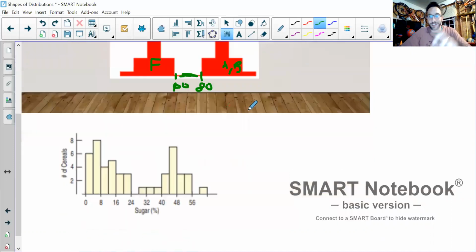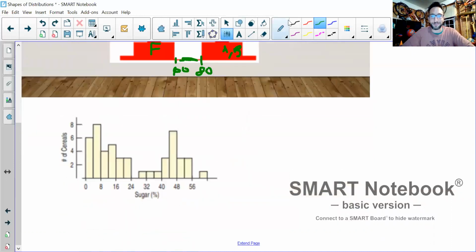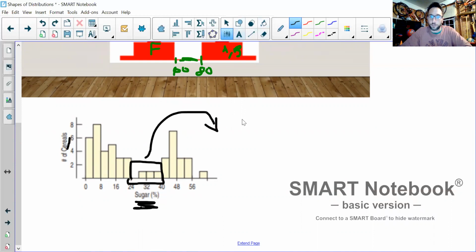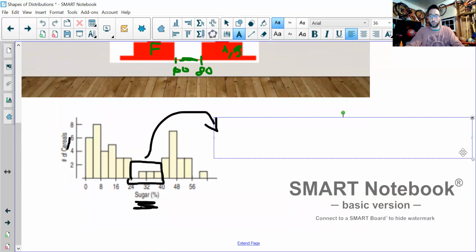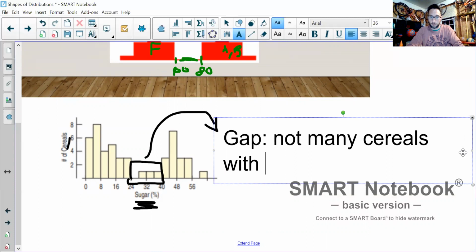Or if I scroll down, I lied. I did have the histogram ready. I doubted myself. This is a histogram showing the sugar content by percentage for 49 different brands of cereal. Here we can see it's not totally empty, but there's generally a gap. There are not many cereals with 24 to 40% sugar. So that's how I might describe the gap: not many cereals with 24 to 40% sugar.